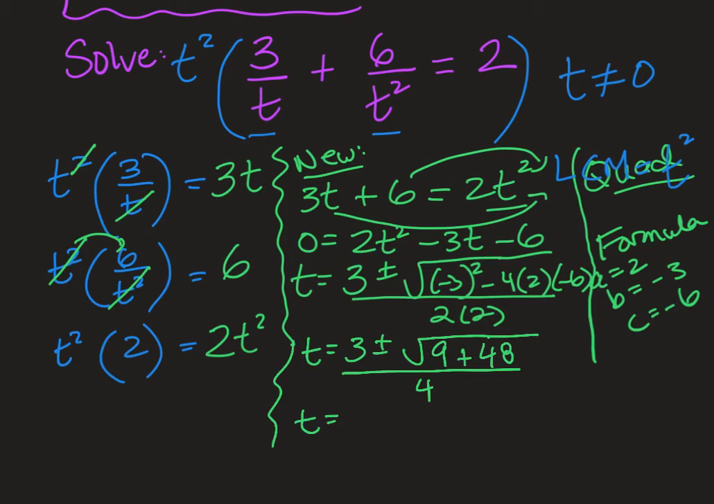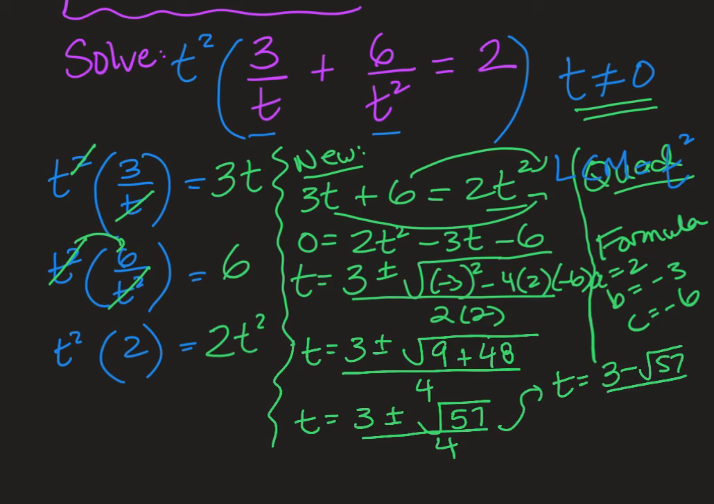Simplify again. We've got 3 plus or minus the square root of, and underneath the radical it combines to a 57, which is not a perfect square. So we have 2 solutions here. They're not rational, they're irrational because I have a radical left. It's safe to say that we don't have to worry about t being 0 here, so these are not extraneous. So my 2 solutions are t could be 3 minus square root of 57 all over 4, or t could be 3 plus square root of 57 all over 4.